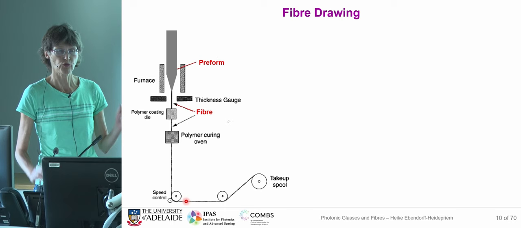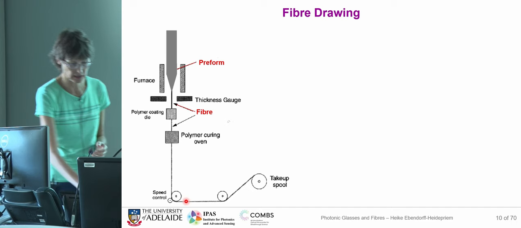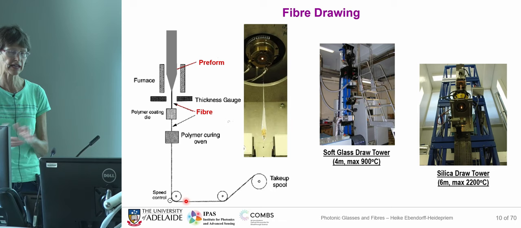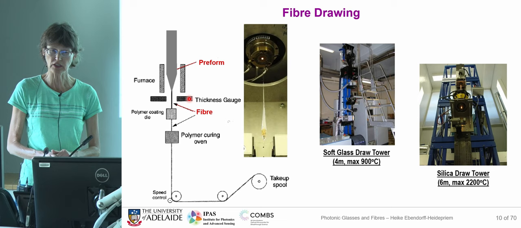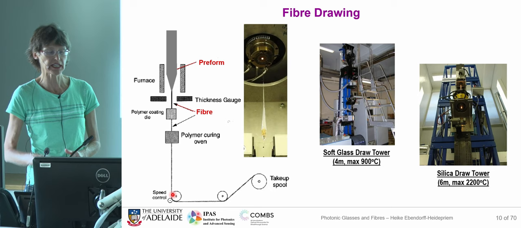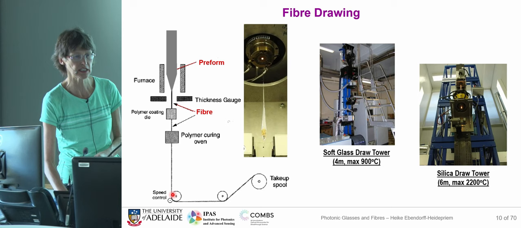Commercial draw towers: our towers, we have a 4 meter and a 6 meter tower. Commercial towers have a height of 50 meters. So everything then, of course, happens much faster. Important here is a laser gauge to measure the diameter of the preform and the diameter of the fiber, so that the drum rotation can be adjusted to maintain a certain fiber diameter. And here you see the photograph of a drop coming down.